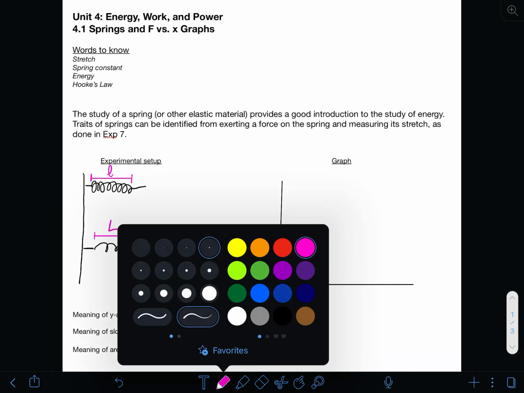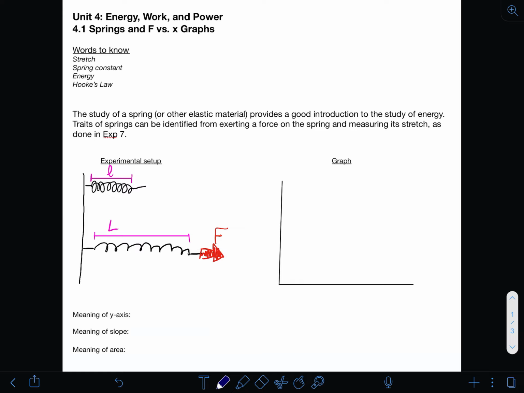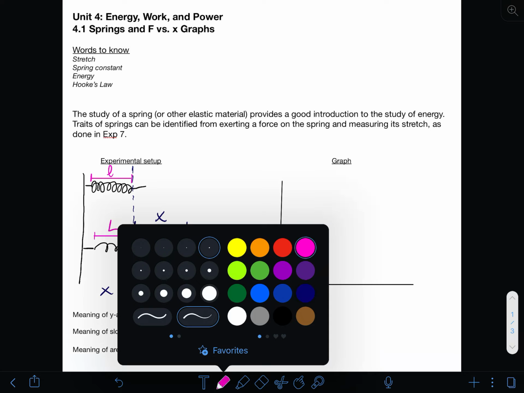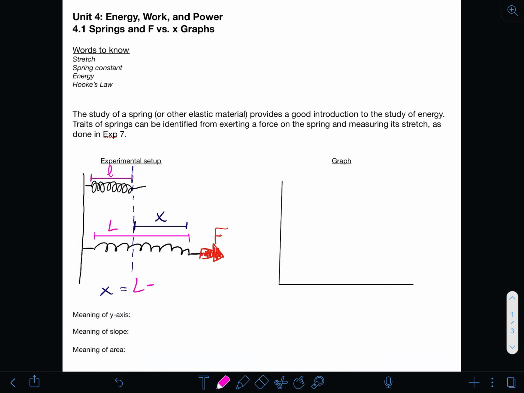And the thing that we would be interested in taking data about is how far that spring stretched. So what's the difference between where the spring originally was and where our spring is now? Okay, so this, which I'm going to denote as X, is our stretch. And our stretch is equal to the length with our force applied minus our original length. So that gives you a good idea of what we mean when we talk about the stretch of a spring.